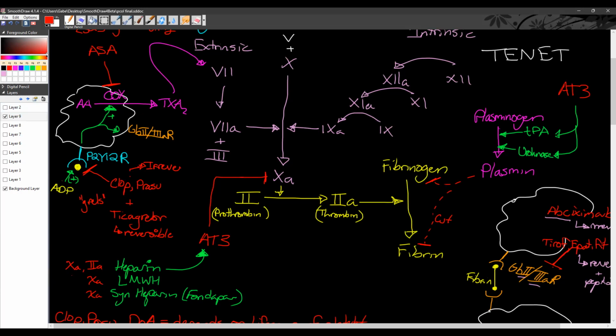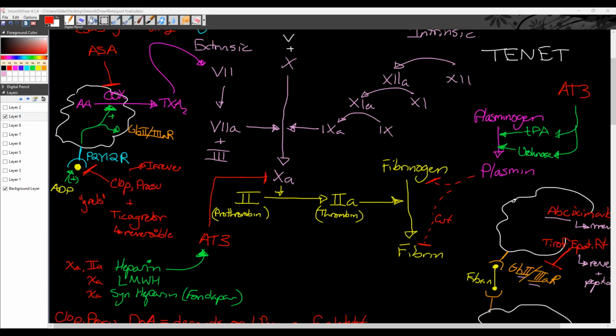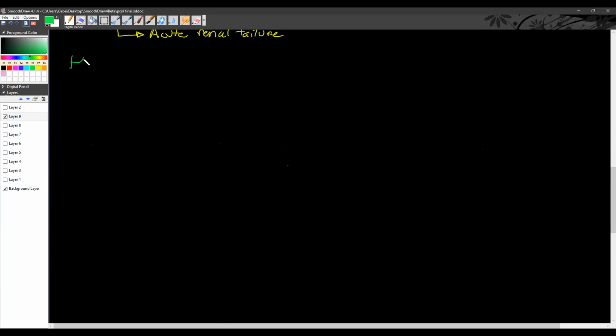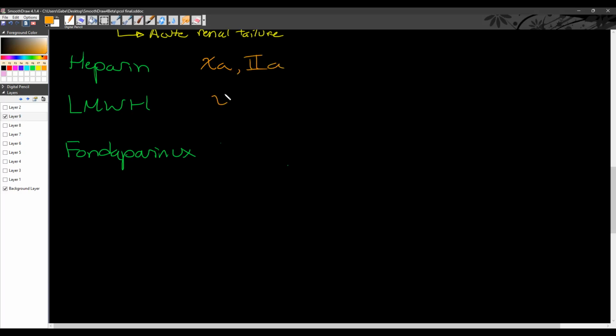All right. Let's talk through some big aspects of the different kinds of heparins. We know, as we just talked about, heparin is primarily working on factor 10A and 2A, whereas the other two are working primarily on factor 10. What is the reversal agent for heparin?